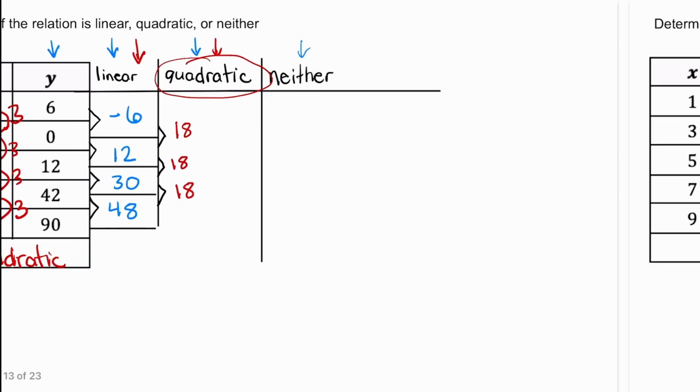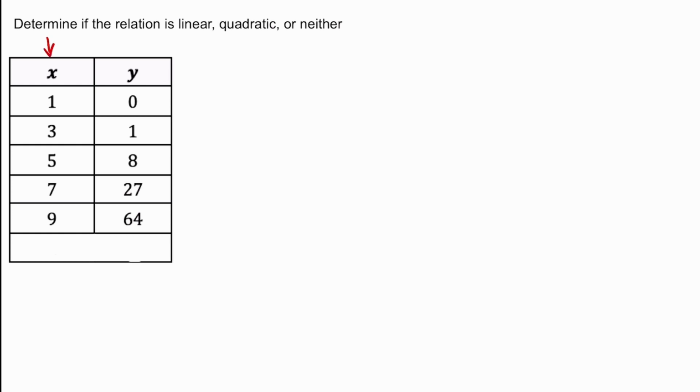So let's go through another example. Looking at the x values first, we see that each of these is a difference of 2, so we don't need to worry about it. Then we look at the y values. 1 minus 0, the difference of that is 1. 8 minus 1 is 7. 27 minus 8 is 19. And 64 minus 27 is 37. So we see that these aren't equal, so it's not linear.